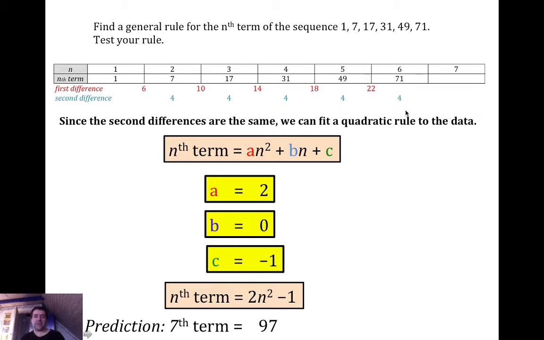And then, indeed, if you carry on, the second differences are 4 and the first differences are 4 more each time, so you get the next difference should be 26, and 71 plus 26 is 97. So that all ties in with our difference table. So in the IB exam, if you're asked to make a rule and test it, always test it by going one or two more beyond the values that you've already got.